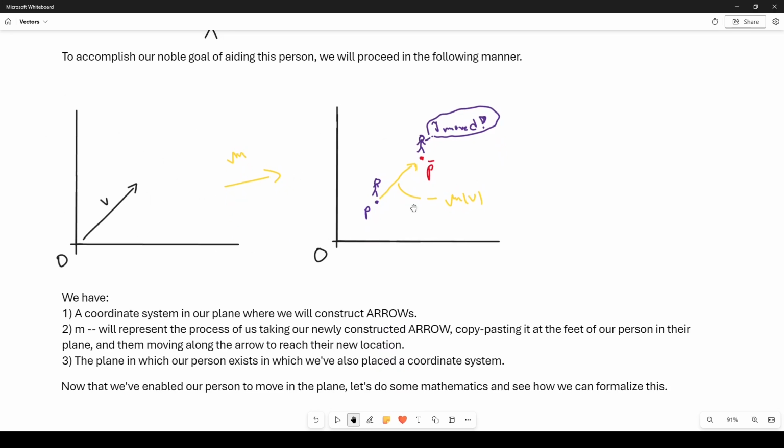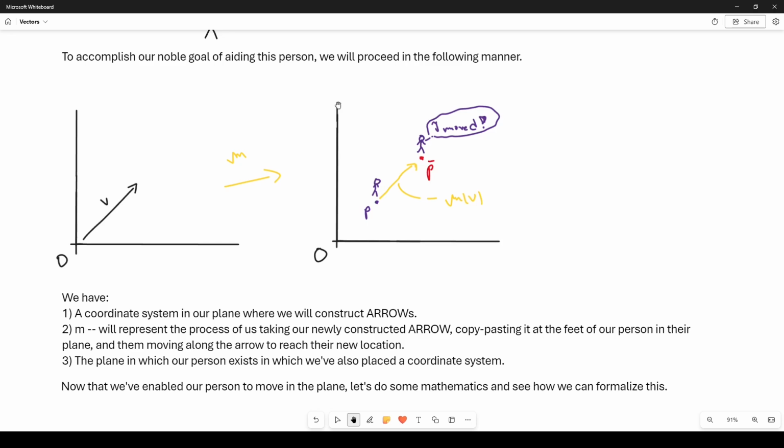So what do we have in this picture? Well, we have our plane with a coordinate system in it where we will construct arrows. So here's V, an arrow. Next we have M. M will represent the process of us taking our newly constructed arrow, copy-pasting it at the feet of our person in their plane, and them moving along the arrow to reach their new location.